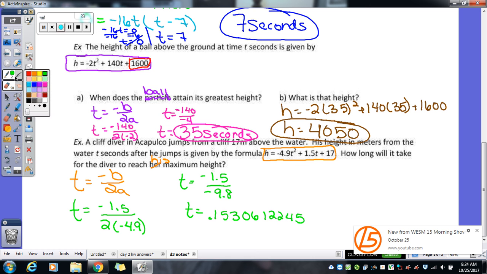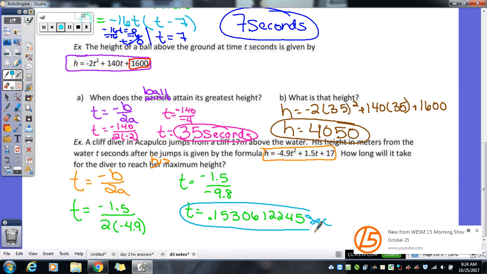So does it take him very long to reach his maximum height? No, not even a full second. So that tells me his maximum height isn't much higher than the 17 meters.